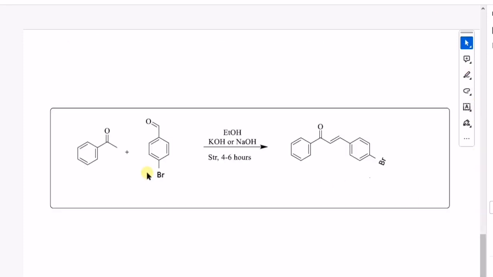Next, I show you the reaction. Here this is benzaldehyde, this is acetophenone. The reaction proceeds in presence of KOH or NaOH, in ethanol, stirred for 4 to 6 hours, and this will give chalcone. It's not compulsory that the reaction will proceed in 4 to 6 hours. Sometimes it takes about 24 hours. Sometimes some chalcones take about 48 hours, some take 72 hours. This depends on which type of reactant we are using. Okay, this was the simple process. Now proceed toward our synthesis.